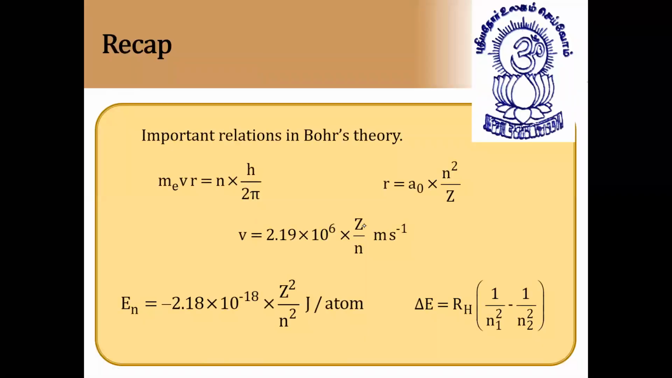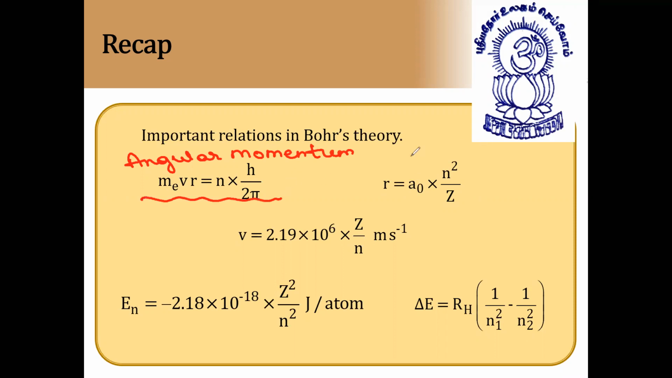So important relations in Bohr's theory. So already we know mvr is equal to nh by 2 pi. That is angular momentum of electron in an orbit. Angular momentum mvr is equal to nh by 2 pi from Bohr's theory. This formula is most important. mvr is equal to nh by 2 pi. So simply if they ask angular momentum, then we have to write.